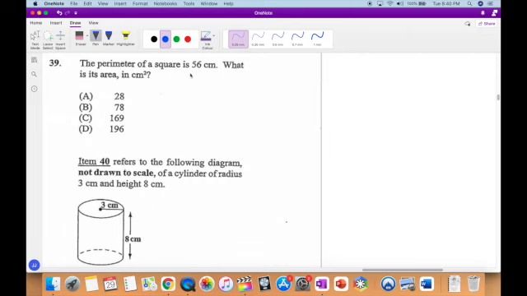The perimeter of a square is 56. What is the area in centimeters? Well, if the perimeter is 56, then one side will be 56 divided by 4, which is 14. So that means that the area of the square will be 14 squared, which is 196.